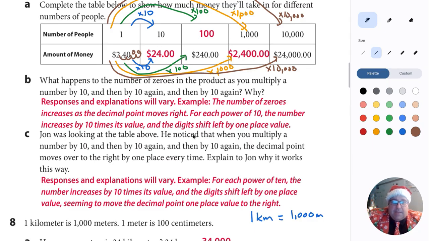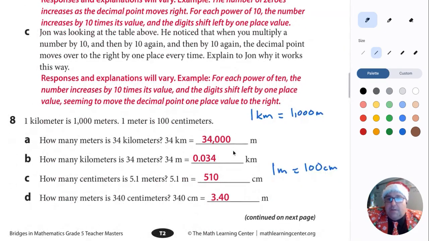When John was looking at the table, he noticed when you multiply a number by 10 again, by 10 again, the decimal point moves over to the right one place every time. Explain why this works. Again, for each power of 10, the number increases 10 times the value. The digits shift to the place. Here's the deal. You can basically put the same answers for these two guys. I'm not worried about it. As long as you understand, for every power of 10, you move the decimal over one more time. So that's what we're thinking about there.